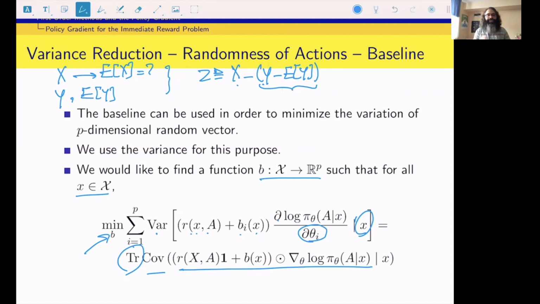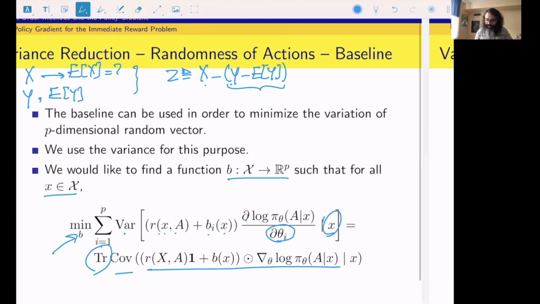Again, I guess this has to be proven, and it may provide a little better interpretation, but it depends on whether you find this more intuitive or not. Baseline is acting essentially like this y. The expectation of the baseline term, you know, is 0, so adding it doesn't change anything. But if the baseline is correlated properly with this random variable x, which is your sample from the policy gradient, then this may reduce your covariance.